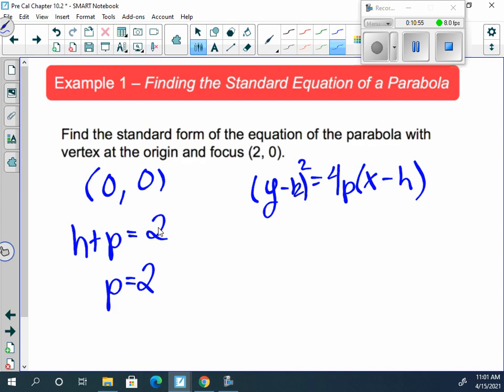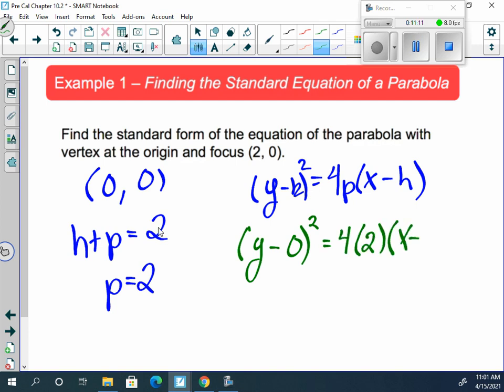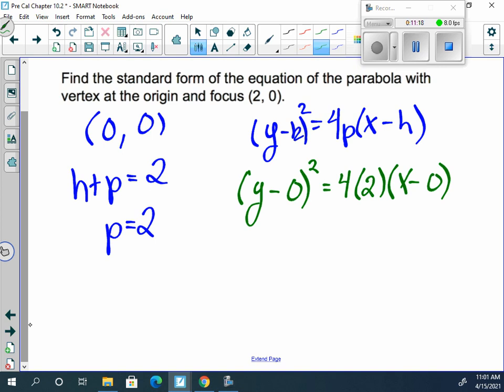And the reason we need that is to actually finish out this equation. The value of k is 0 from our vertex, is equal to 4p times x minus, well, here I have y minus 0 squared, which would just be y.